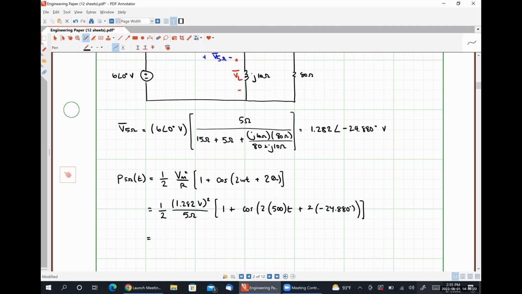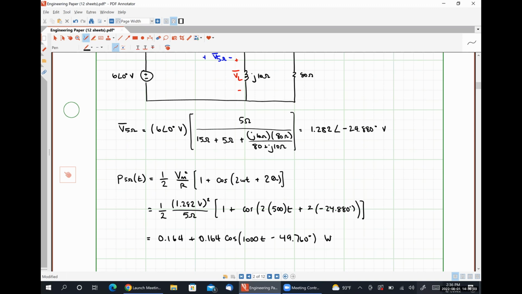And so let's see, 0.5 times 1.282 squared over 5 looks like 0.164 plus 0.164 cosine 1000t minus 49.760 degrees watts.